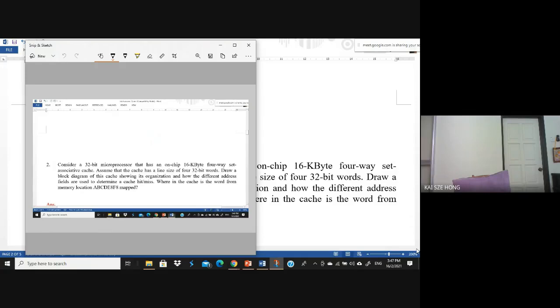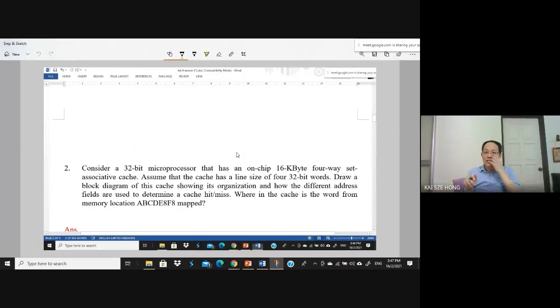Also set associative. Set associative is a very famous question. This is quite difficult. A microprocessor has an on-chip 16 kilobyte 4-way set associative cache. So 16 kilobytes equals 2^14, so you need 14 bits to represent them, but you have four ways. Four ways means each of them is 4K, right? 4K is 2^12. You need 12 bits for the set.